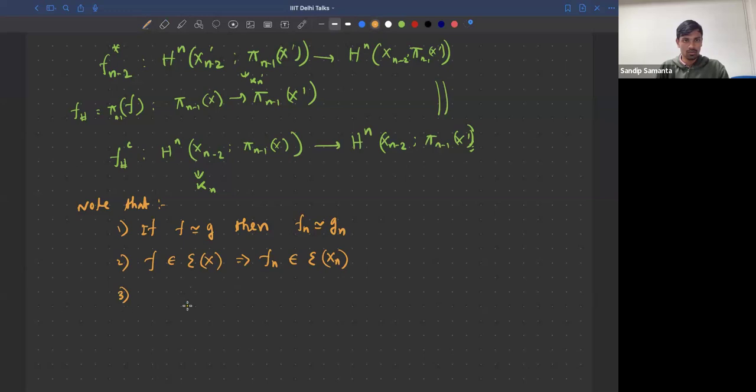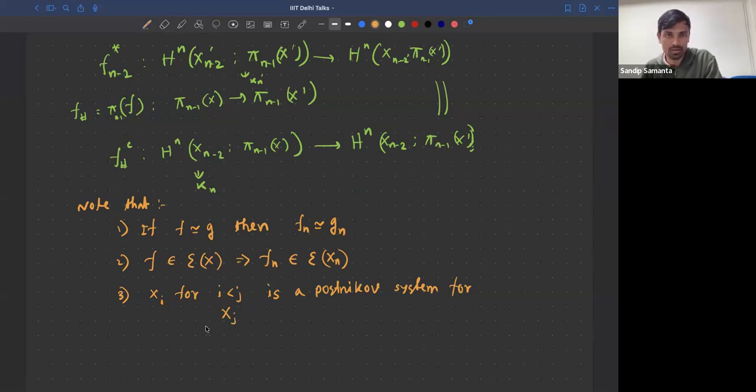So the third one is that the spaces X_i, for i less than j, form a Kuznetsov system for X_j. Okay, and what's the map there? Again, I can't write it here.